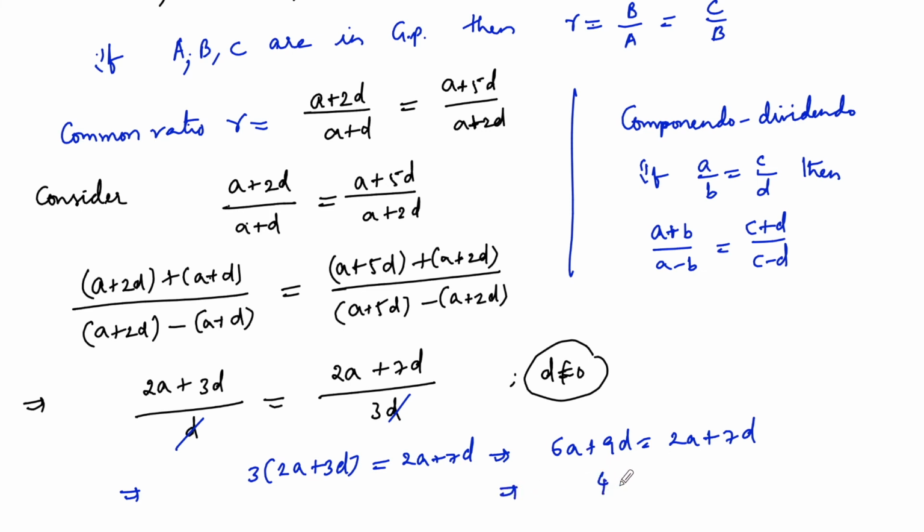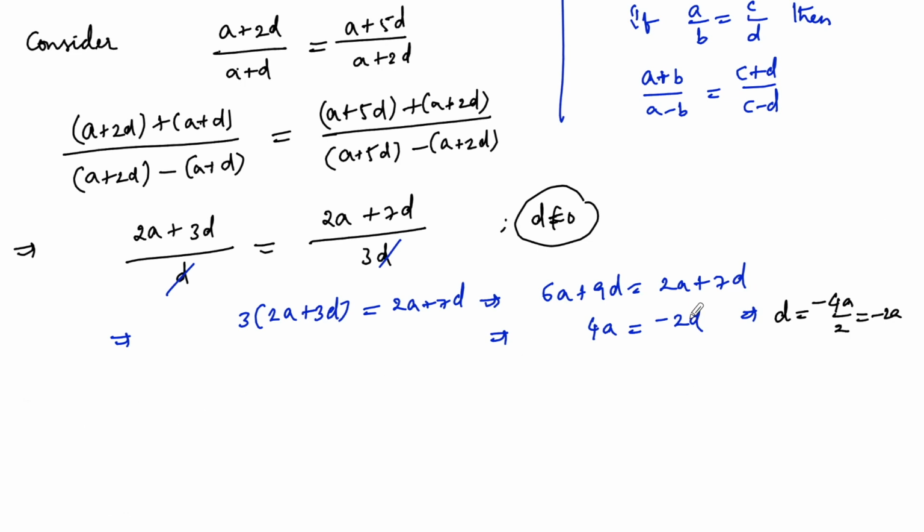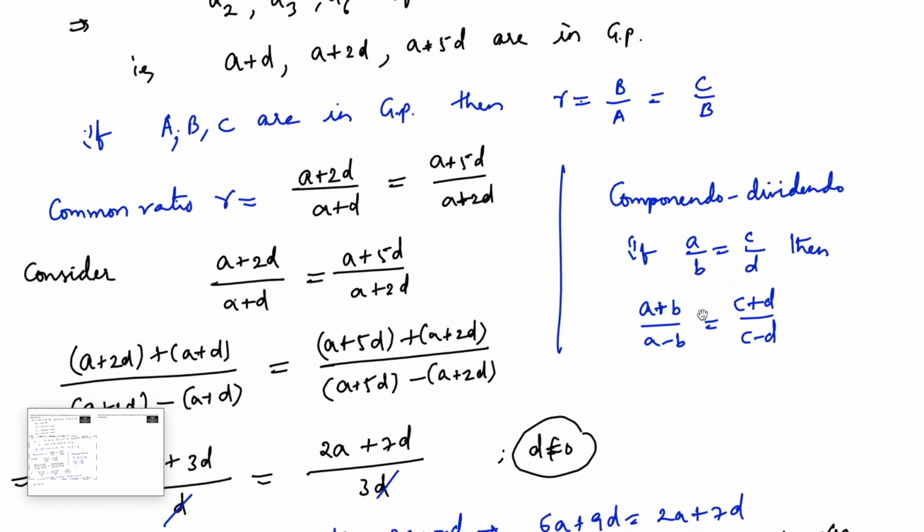Or 6a minus 2a, that is 4a, is equal to 7d minus 9d, that is minus 2d. Or we can write d is equal to minus 4a upon 2, which is negative 2a. So minus 2a is the common difference. Let us substitute d is equal to minus 2a in the equation, let us consider this to be 1.